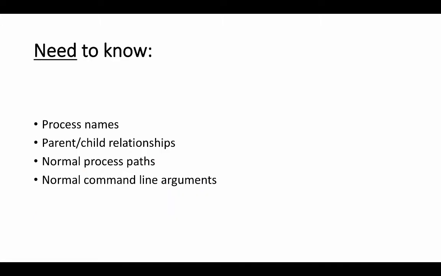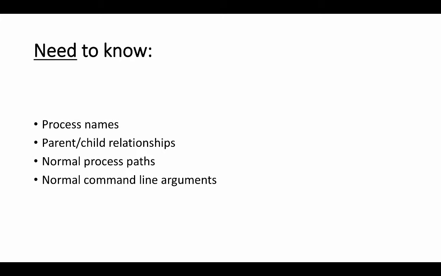There are a couple things that you do need to know. First thing is process names. Okay, we want to know what the names of the processes are that normally start in Windows. We want to know what their parent-child relationships are. In other words, a lot of times when a process will start, it will give birth to a child. And then that child process will start maybe its own children that will run. Sometimes a parent process gives birth to a child and then dies. Then that child becomes an orphan.